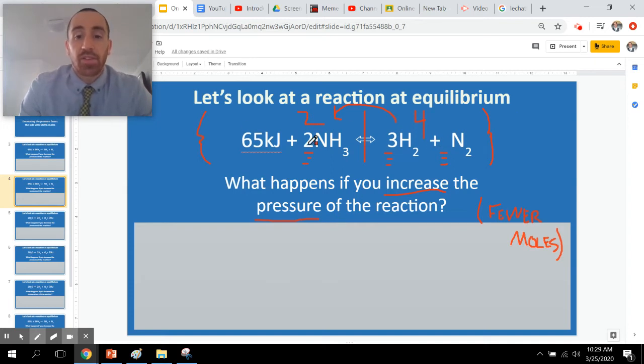Now, if it shifts to the left, we're going to make more reactants. The concentration of NH3 will increase because we're making more of it as the reaction shifts to the left. And the concentrations of H2 and N2 will decrease because we're using them up to make more of the reactants. So my product's concentration will decrease. My reactant concentration will increase.